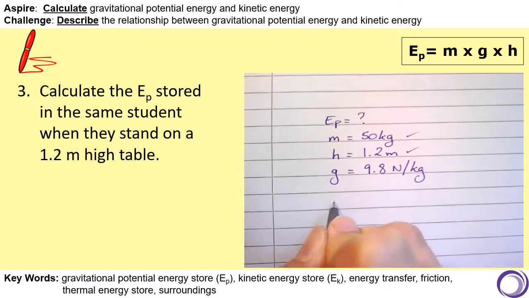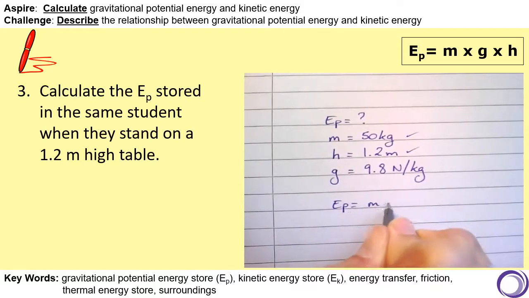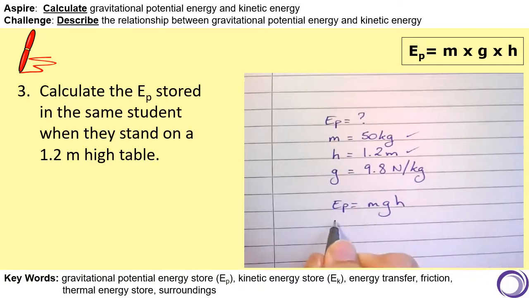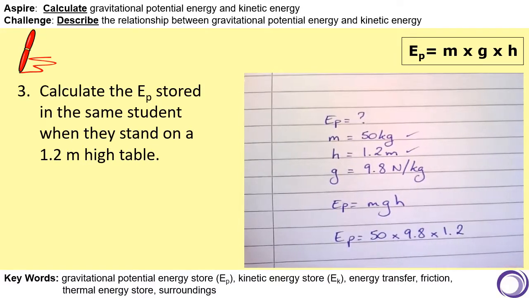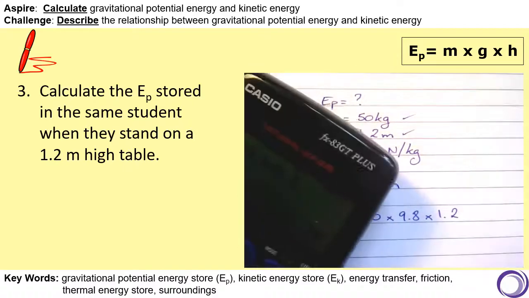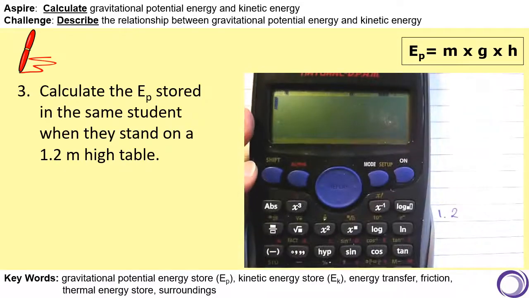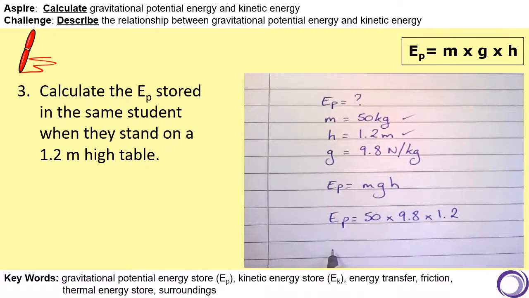Let's now write our equation. EP equals mgh. Substitute the numbers in. EP equals, the mass is 50 kilograms again, G is 9.8, and H is 1.2. You should be getting used to doing this now. So calculator, and we do 50 times 9.8 times 1.2, which is 588. So my gravitational potential energy here is 588 joules.